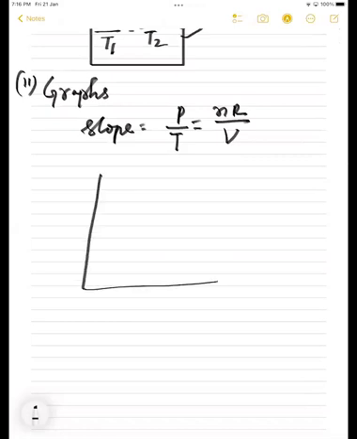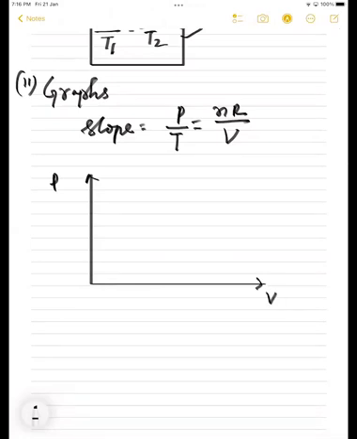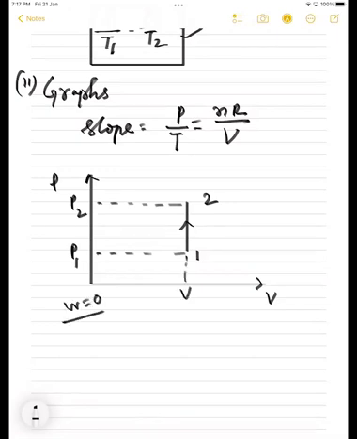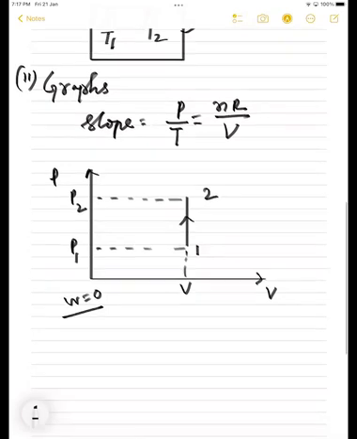Let's take a graph. This is pressure, right? And this is volume. Okay, student. Volume is constant. That means the graph will be like this. Na? Let this be 0.1, this be 0.2, correct? At this point, there is some pressure, let that be P2. At this point, there is some pressure, let it be P1. Correct, students? And here the volume is constant, so work done is equal to 0. Getting or not, students?